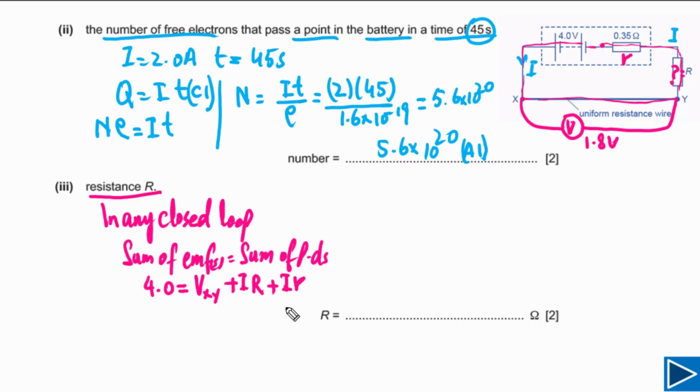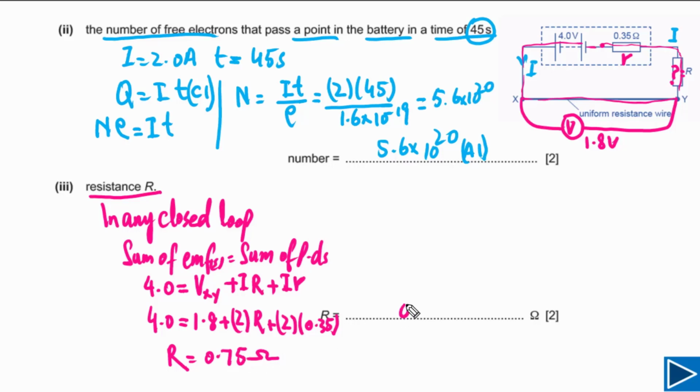So this is I times R. Now simply we need to plug in values. So we have 4.0, and VXY is given in the question, equal to 1.8 volts. I in the question is 2 amps, and this is the capital R, the resistance. The same current also passes through this internal resistance, so this is also 2. And the value of small r we have is 0.35 ohms. Now if we simplify for R, our final answer for R will be 0.75 ohms, and this is our final answer.